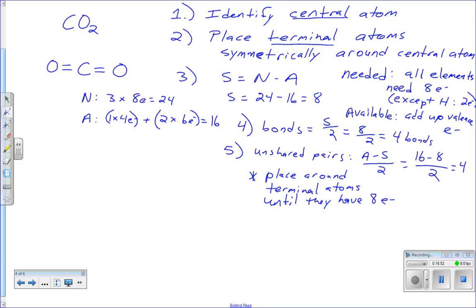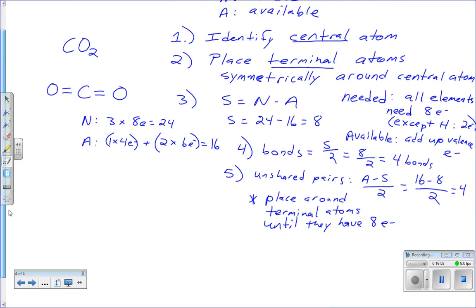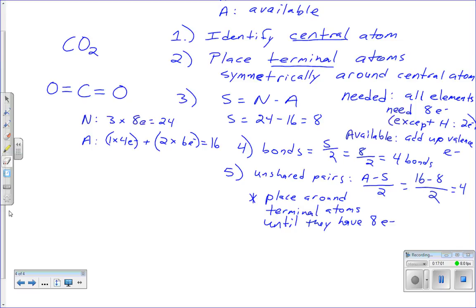We take those unshared pairs and we place them around the terminal atoms until they have 8 electrons. So our oxygens are our terminal atoms. Right now, each oxygen has 2 pairs of electrons in those 2 bonds. Okay? Each bond is 2 electrons. So since the oxygens each have 2 bonds, that's a total of 4 electrons. They want to have 8. So we can put an unshared pair here and an unshared pair here.